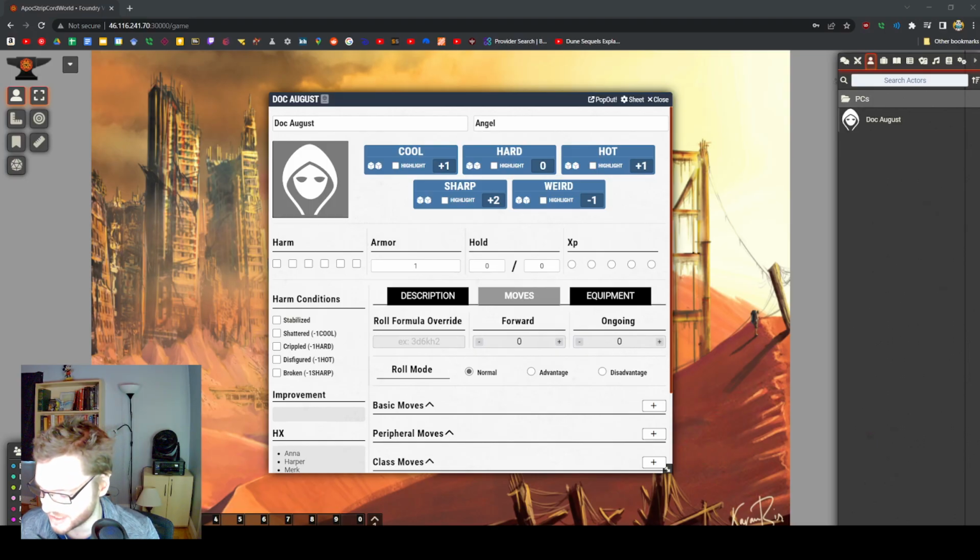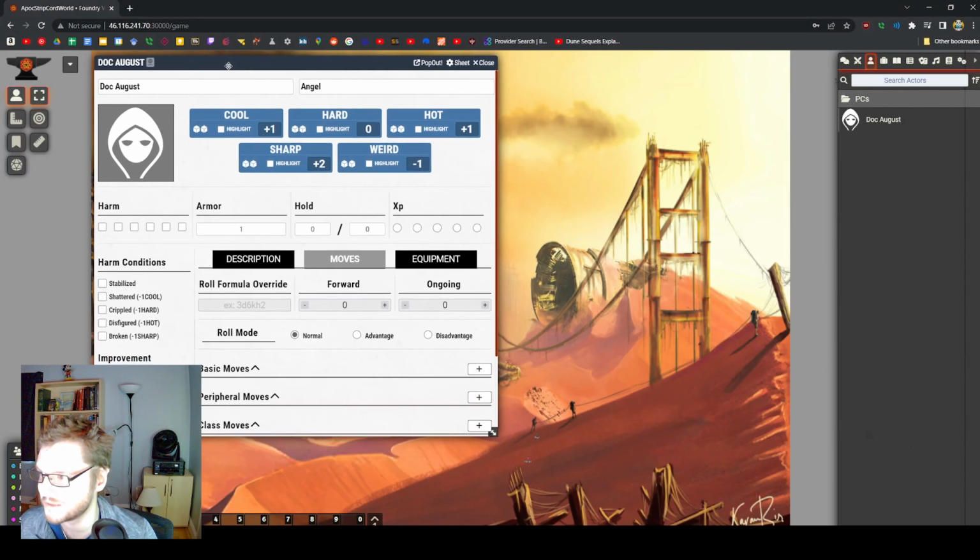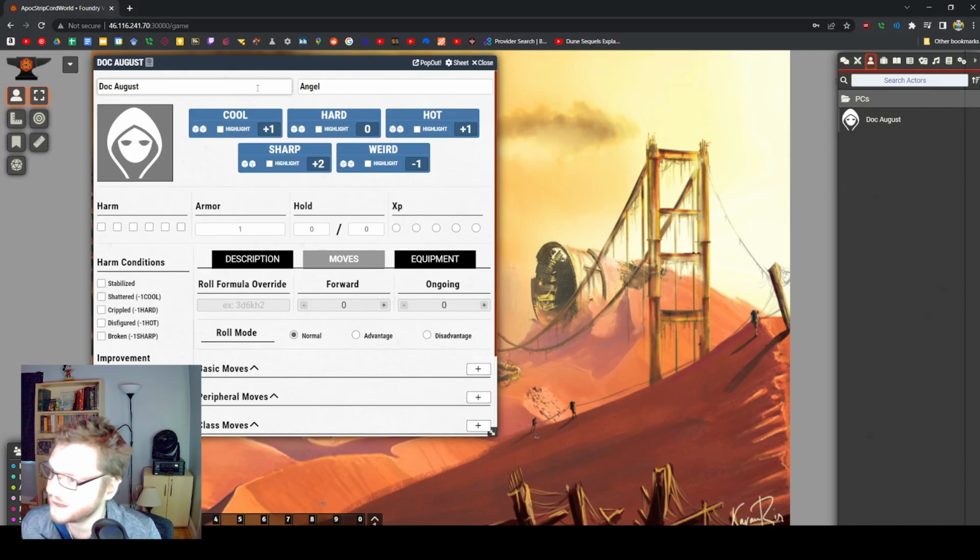You'd probably notice he looks well put together, but his eyes are a little unsettling. There's a little bit of madness in them. His smile is a little cocked on one side, just slightly off. He tries to keep his appearance as clean as possible. His name is Doc August, and he is an angel.